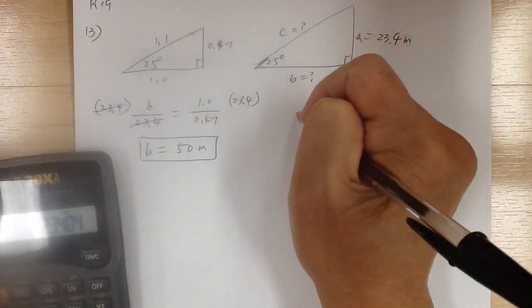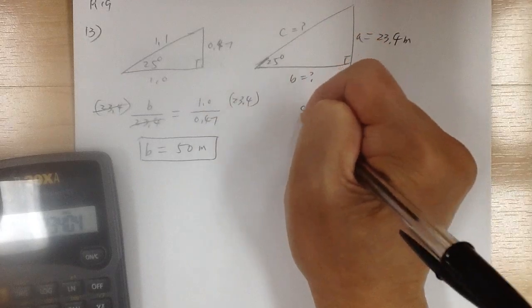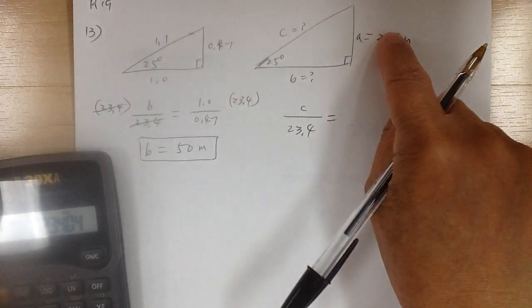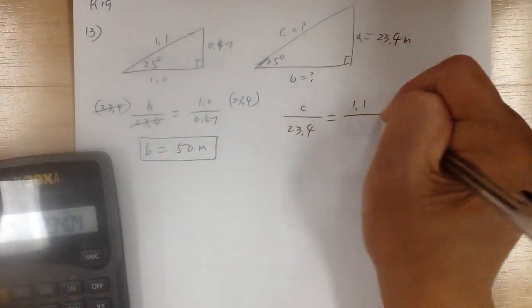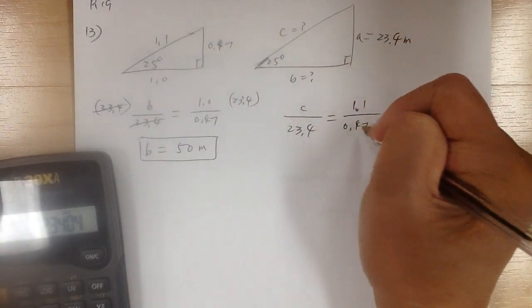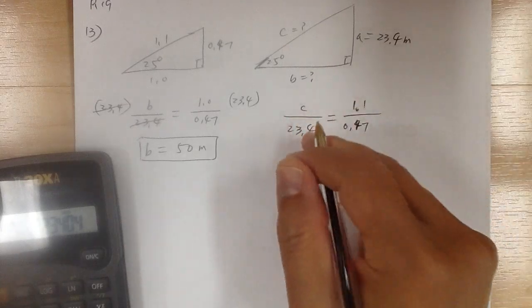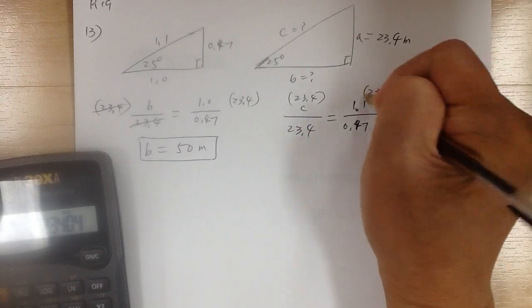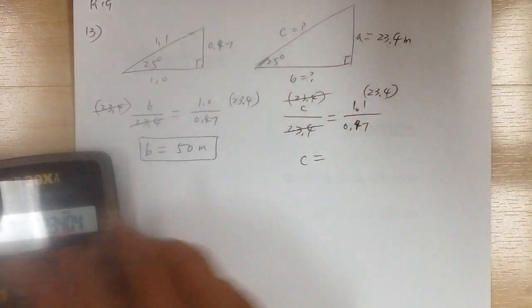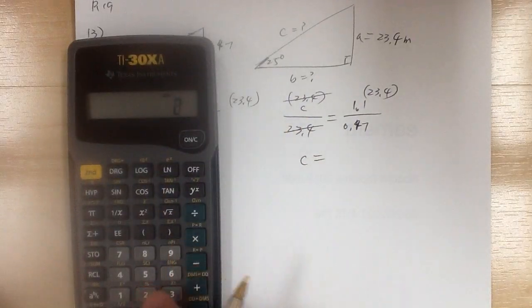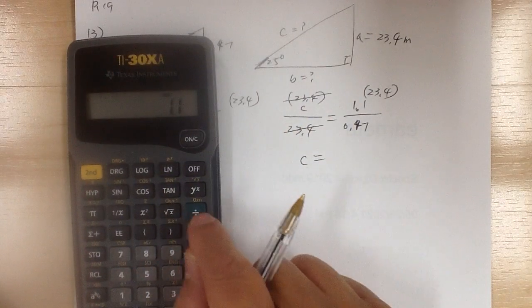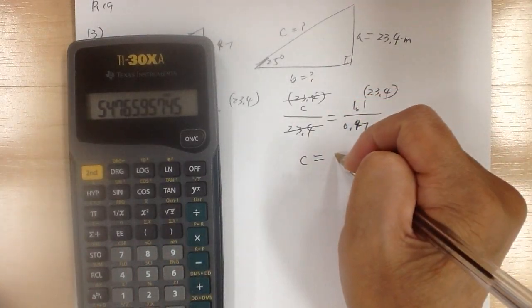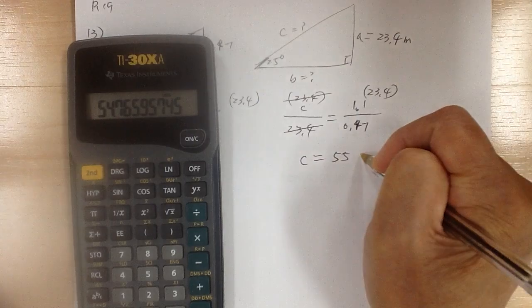Now to look for C, again, I'm going to use this over this, so it would be C over 23.4 equal to 1.1 over 0.47. Multiply by 23.4 so that this will cancel out. So C will equal 23.4 times 1.1 divided by 0.47, and rounded off to 2 significant digits would be 55 meters.